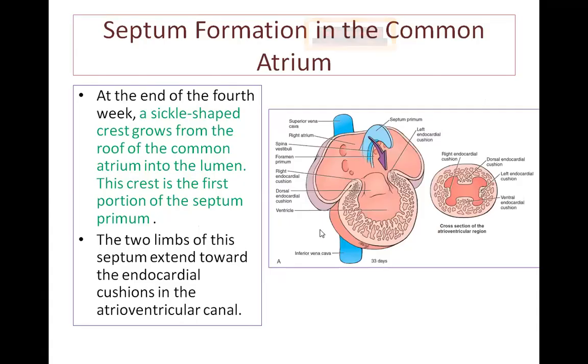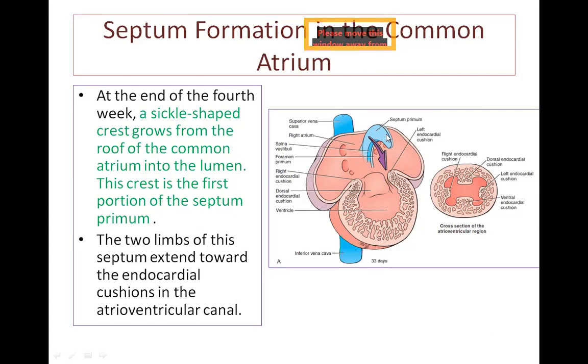Now, the septum formation in the common atrium. If you look at this figure, this is a common atrium. What happens at the end of the fourth week is that a sickle-shaped crest grows from the roof of the common atrium into the lumen. That is an actively growing mass from the endocardium of the heart that grows towards the atrioventricular canal.